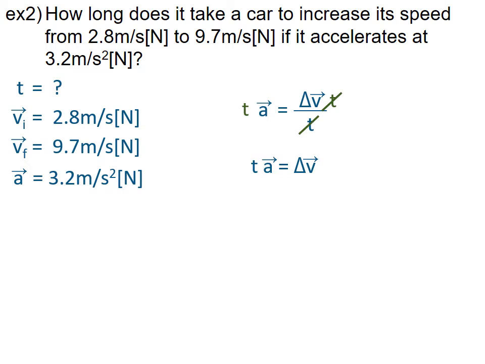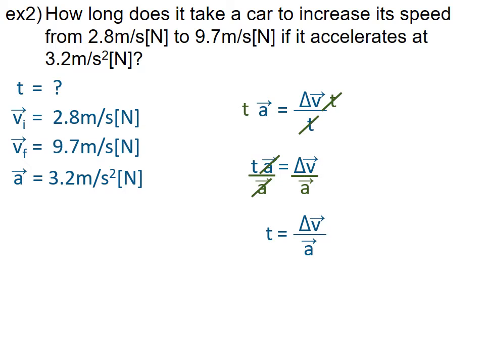Now that time is in the numerator, I'm going to isolate time by getting acceleration away from time. And since the two are multiplying, I will do that by dividing both sides by acceleration. When I do that, acceleration on the left will factor out. Now I have time is equal to change in velocity over acceleration. So now I just have to sub my numbers in.